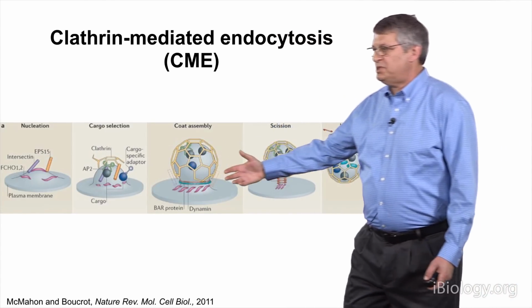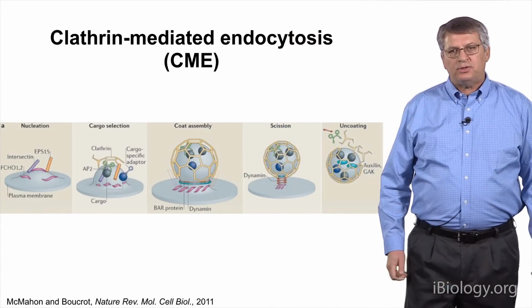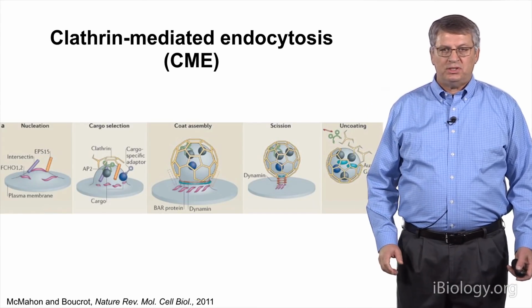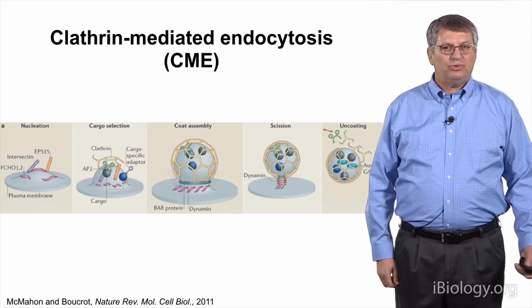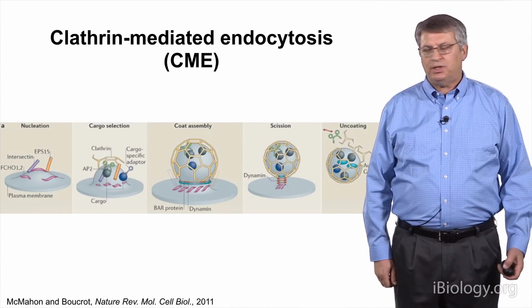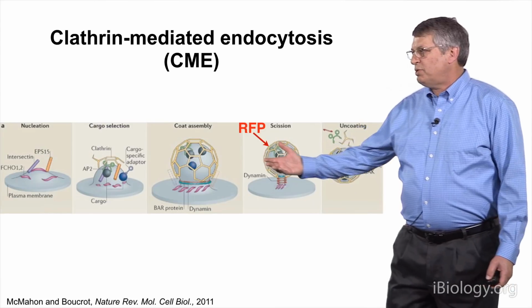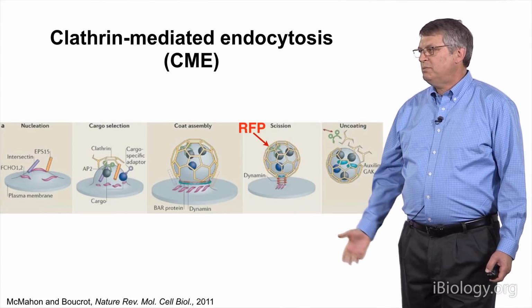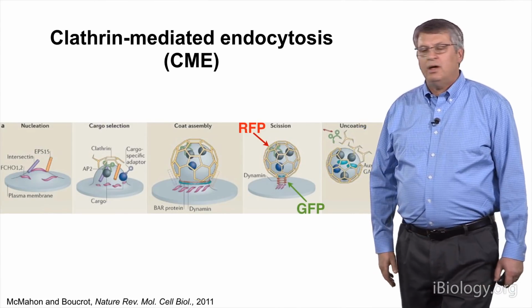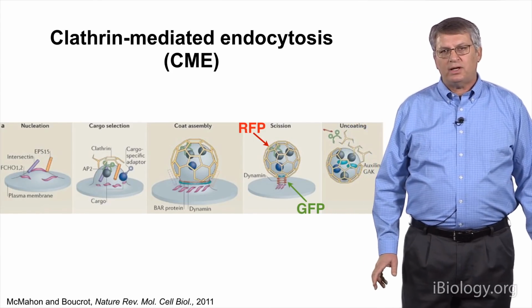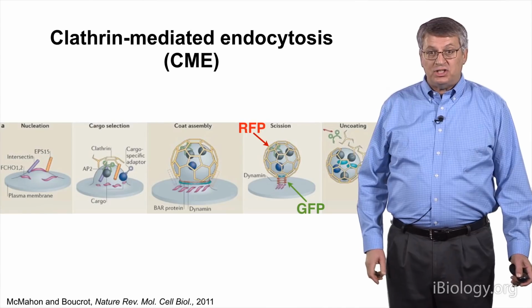Okay, so here we have a cartoon of the clathrin-mediated endocytosis pathway showing that events in this pathway also happen with a distinct order. And others before us had done really nice studies tagging proteins like clathrin and dynamin with green fluorescent protein and red fluorescent protein. And we decided to do the same thing. We tagged clathrin with red fluorescent protein and dynamin with green fluorescent protein. But we did it in a different way from how other people had done it before us. We did it by endogenous tagging.